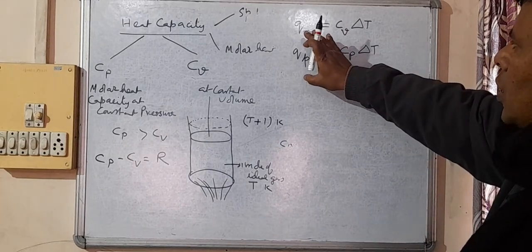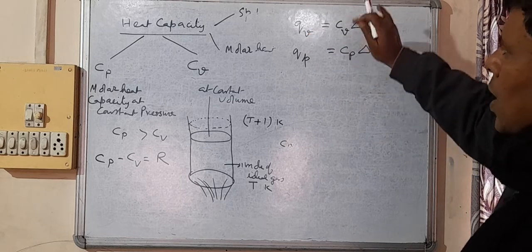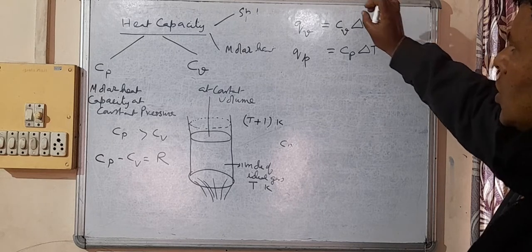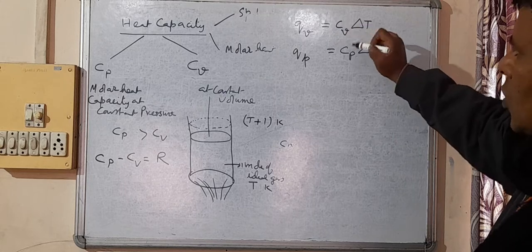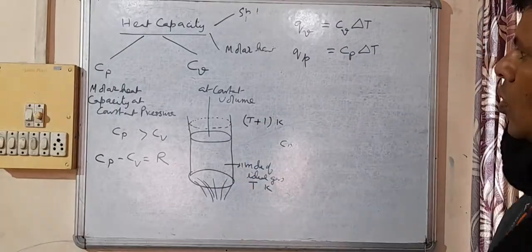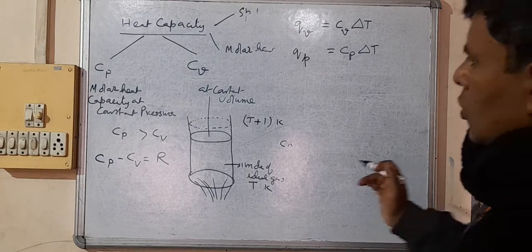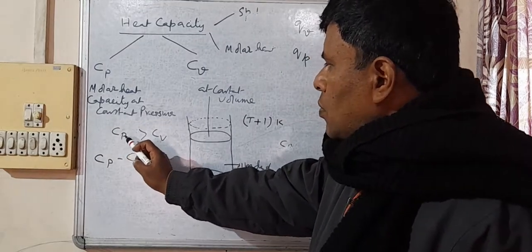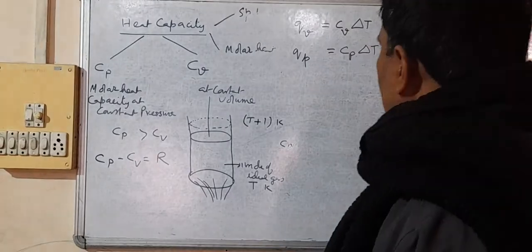Heat required is given by mass into specific heat into temperature change. Here mass is not there because we are considering 1 mole. We are considering 1 mole of ideal gas because this Cp is the molar heat capacity at constant pressure. This Cv is the molar heat capacity at constant volume.